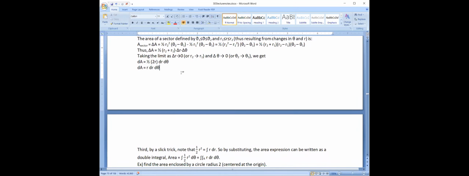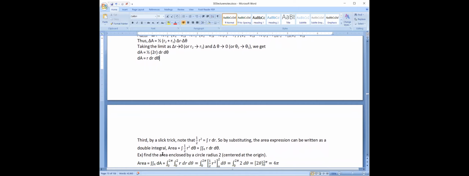So let's apply this to a problem. Find the area enclosed by a circle of radius 2. Pretty straightforward. The area is just going to be the double integral over the region of dA. Now we're going to do this in polar coordinates. First of all, we know that dA converts to r dr d theta. Second, what are the boundaries of the region? We have to think of them in polar coordinates. We're trying to describe a filled-in circle, so theta should go from 0 to 2 pi.